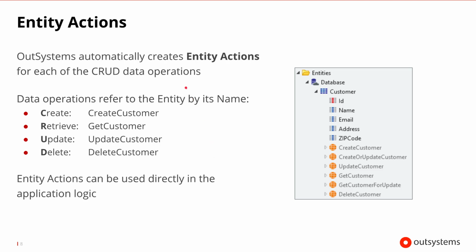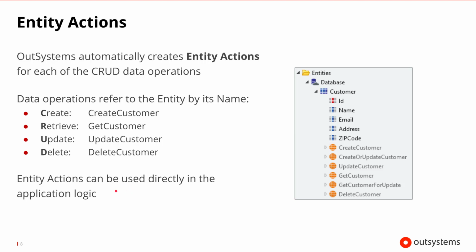Now, inside of OutSystems, once the entity is created, OutSystems will automatically create what we call the entity actions that go with that particular entity, and it will create an action for each of the CRUD data operations. And when we refer to the CRUD data operations, those are the create, retrieve, update, and delete. And in this case, create is create, retrieve is get customer, update customer, and delete customer.